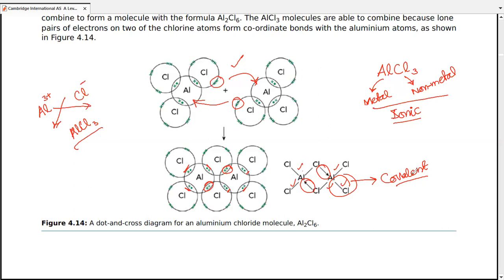So, what I ask my students is to just patiently wait a little. We'll come to this part. We'll discuss surely how some of the ionic compounds show a little bit of covalent character, and some of the covalent compounds show a little bit of ionic character.